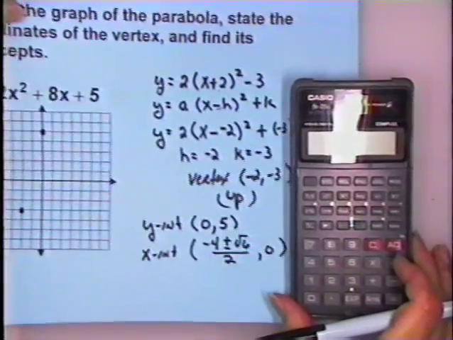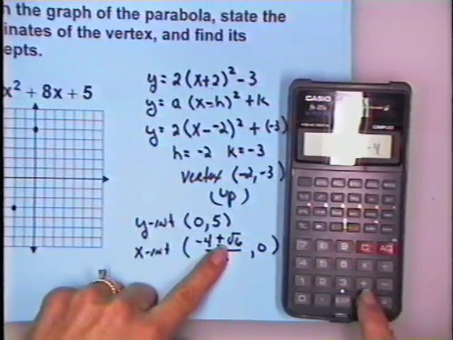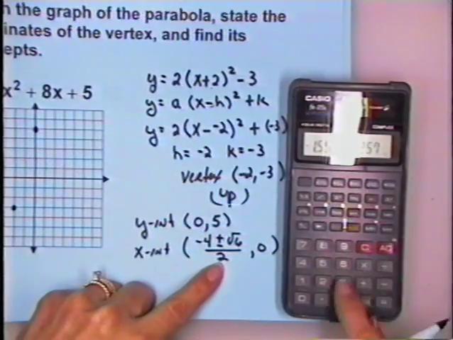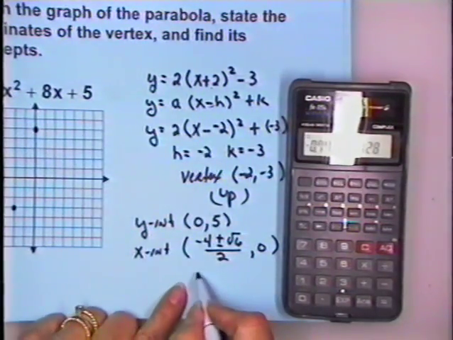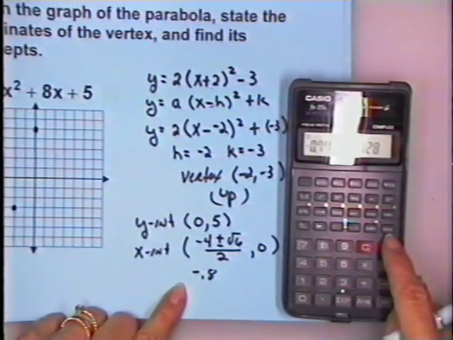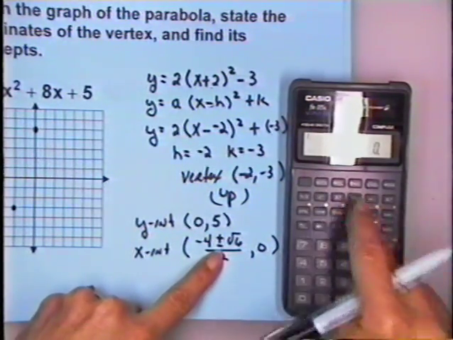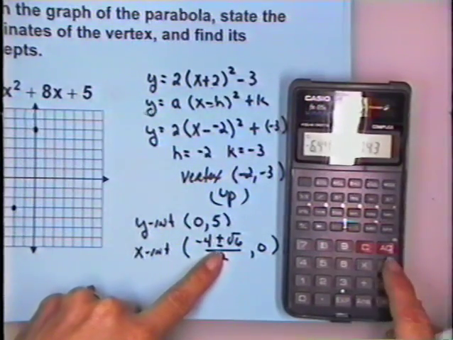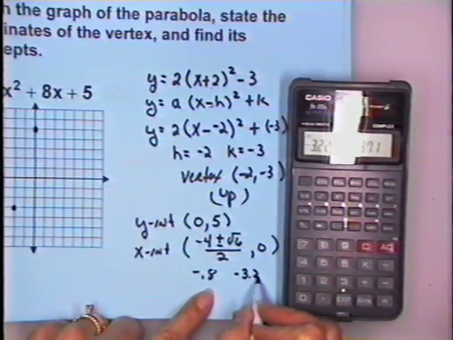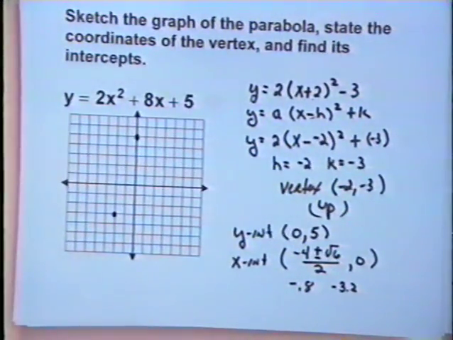Now, if we're going to be graphing, of course, we want to approximate those values so we can locate them, don't we? So I'm going to take my -4, add the square root of 6, and then divide that answer by 2. That gives me about -0.8 if I round off. And then while I'm here, let's do our -4. This time we will subtract the square root of 6 and divide by 2. And that is approximately -3.2. So those are my approximate values for these x-intercepts.